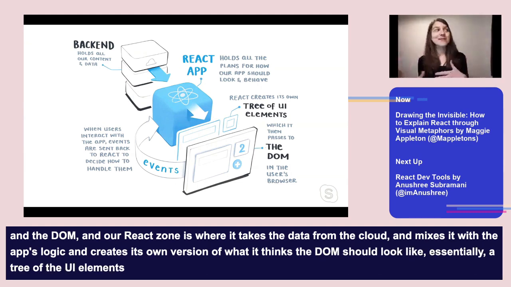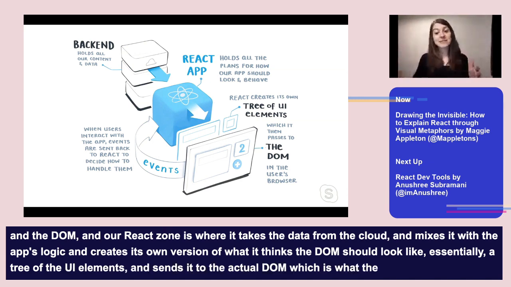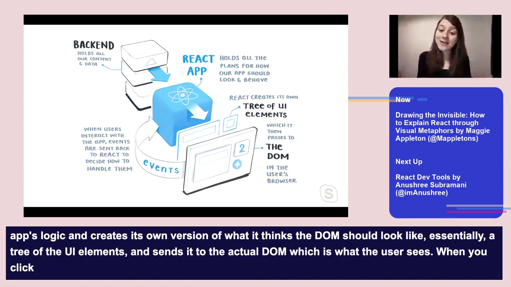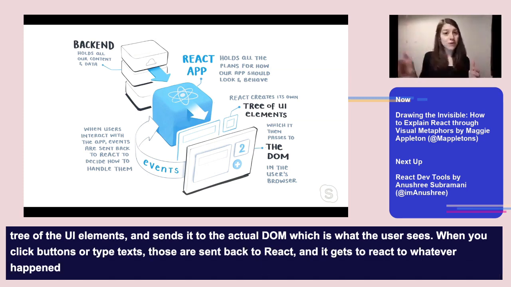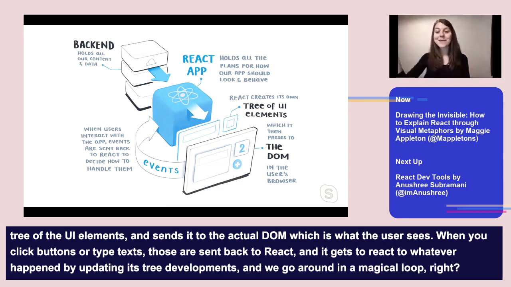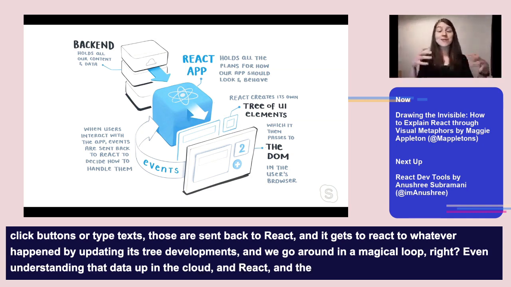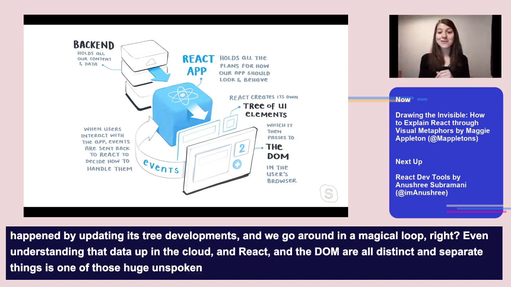And then when users click buttons or type text, those events are sent back to React, and it gets to react to whatever happened by updating its personal tree of elements. And we go around in a magical loop, right? Even just understanding that data up in the clouds and React and the DOM are all distinct and separate things is one of those huge unspoken assumptions that a lot of beginner courses don't always point out.